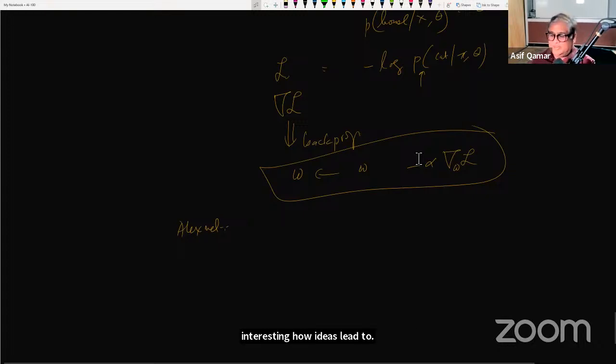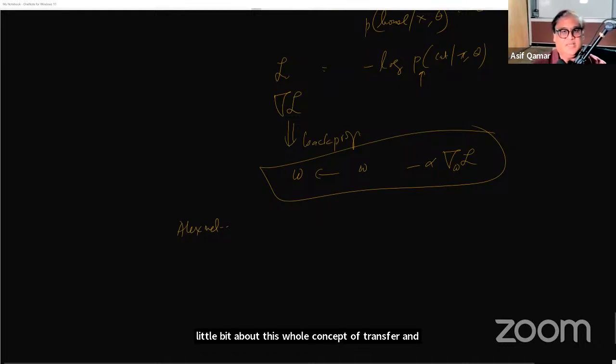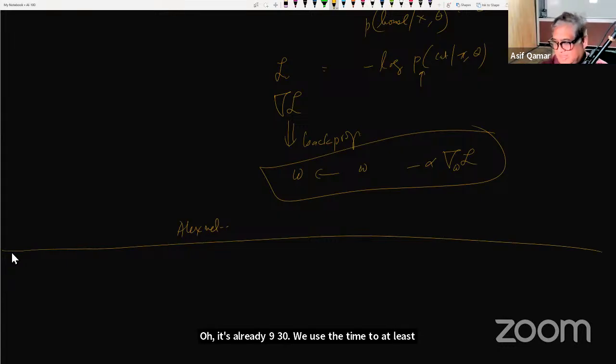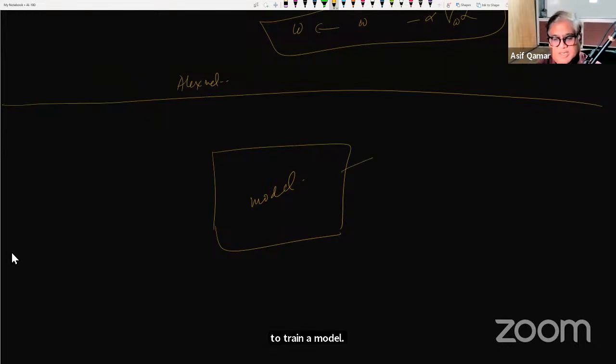But now I'll talk a little bit about this whole concept of transfer learning, and then I will use the time. Oh, it's already 9:30. We'll use the time to at least introduce a new concept that I'll talk about next time. See, what happened is people would take a lot of energy to train a model. And let's say that the purpose of the model is to tell between 1,000 classes.